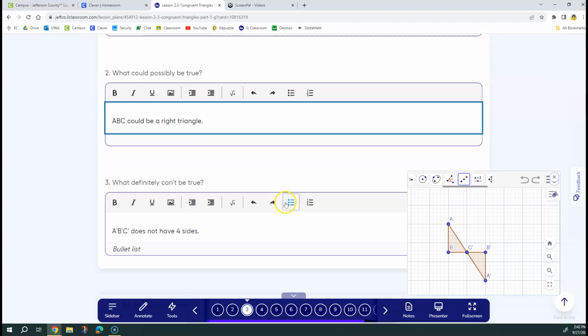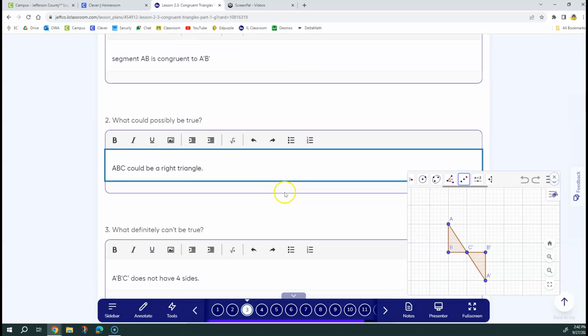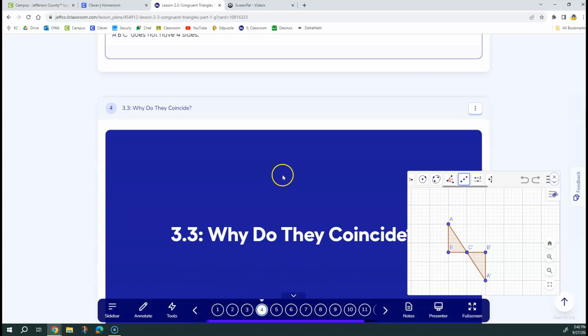All right. So hope that got your geometry brain juices flowing. Let's go ahead and move along, shall we?